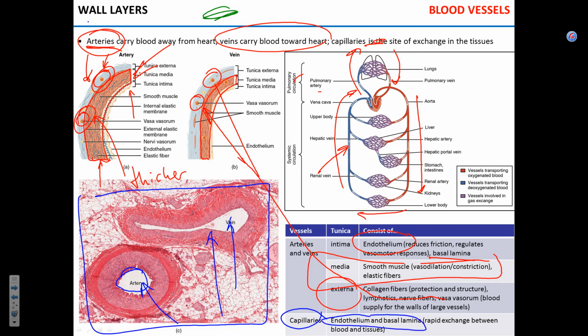So capillaries have only a layer of endothelium and basal lamina. So they don't have tunica media or tunica externa. We generally say they don't have any tunics. And that very thin layer, just endothelial cells and basal lamina, allows a rapid exchange of gases and nutrients between the blood in the capillaries and the tissue.